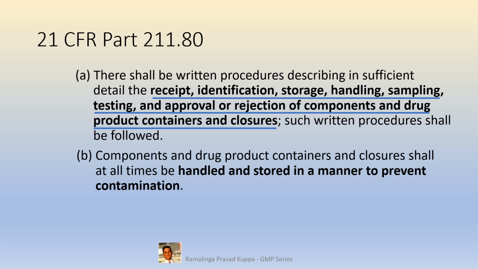Components and drug product containers and closures shall at all times be handled and stored in a manner to prevent contamination. Components include APIs and inactive materials. Containers and closures for dosage forms differ very much when compared with the APIs. The APIs and inactive materials mostly are packed in a clear PE bag supported by another secondary packaging to protect the material inside the container.